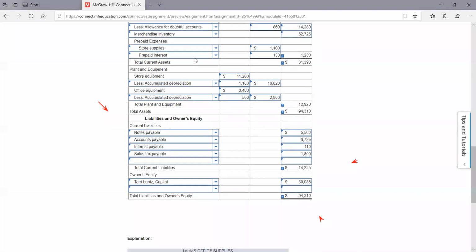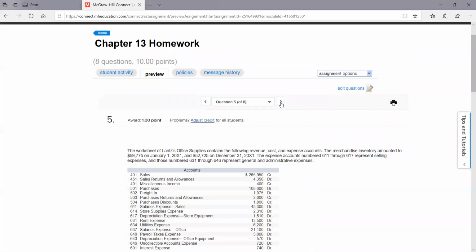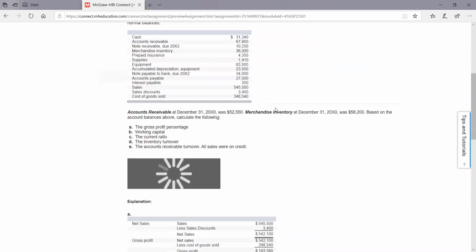And then same thing, let me go down below. You have to plug in your current liabilities. You've got 4 of them in this case. And then there's no long-term liabilities. And then of course, we already got the capital. And then of course, your total assets should equal your total liabilities and equity. All right, that is number 5. Let's check out number 6.